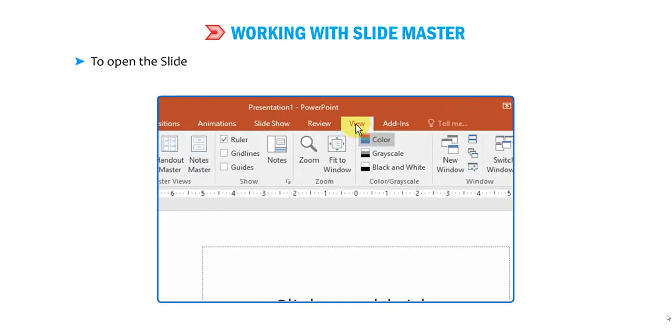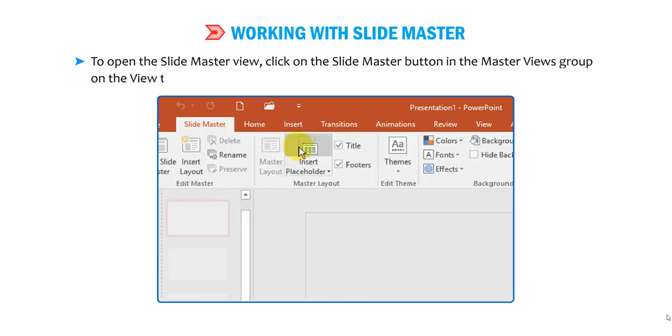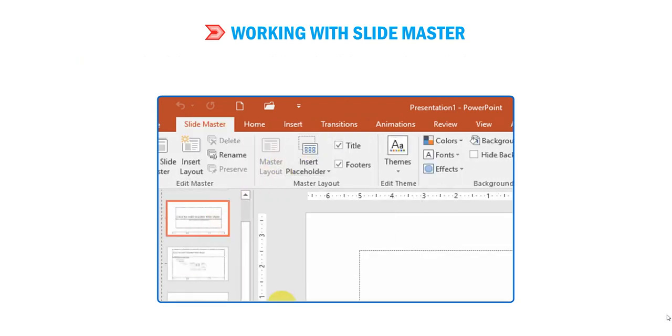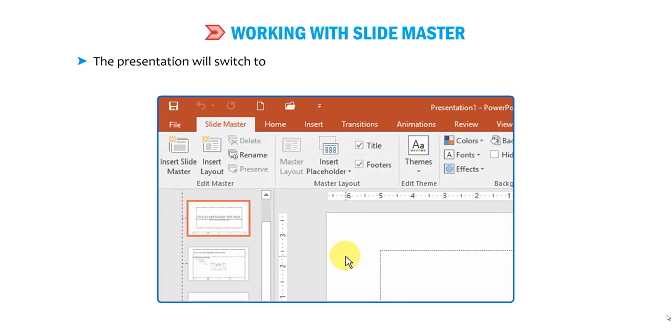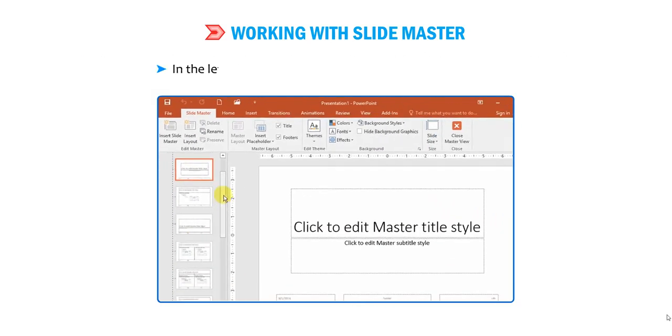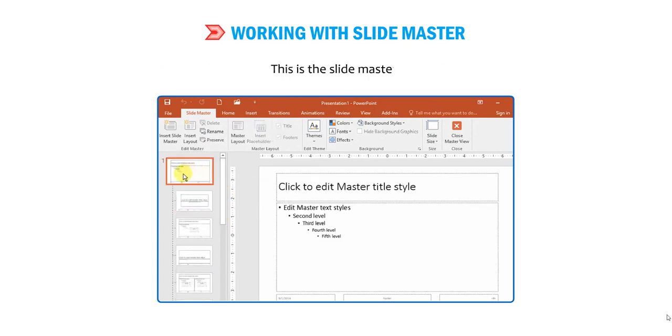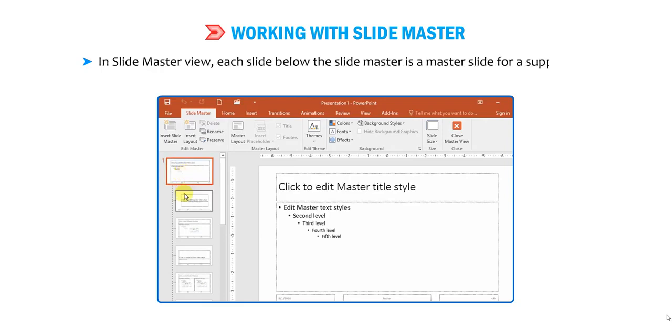To open the slide master view, click on the slide master button in the master views group on the view tab. The presentation will switch to slide master view and the slide master tab will be selected on the ribbon. In the left navigation pane, scroll up and select the first slide. This is the slide master. In slide master view, each slide below the slide master is a master slide for a supporting layout.